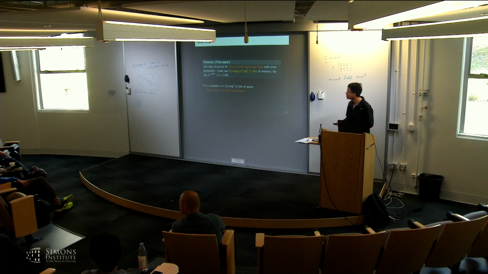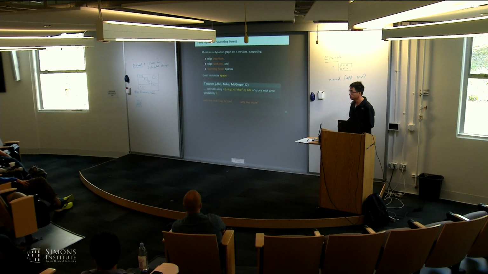So the upper bound only handles error 1 over poly n, right? Is there any hope to push it to smaller? I'm not sure. There's actually a smooth trade-off between the error parameter and the space. So for error probability delta, you get n times log n over delta times log n squared bits of memory, a smooth trade-off from constant to 2 to the minus n.